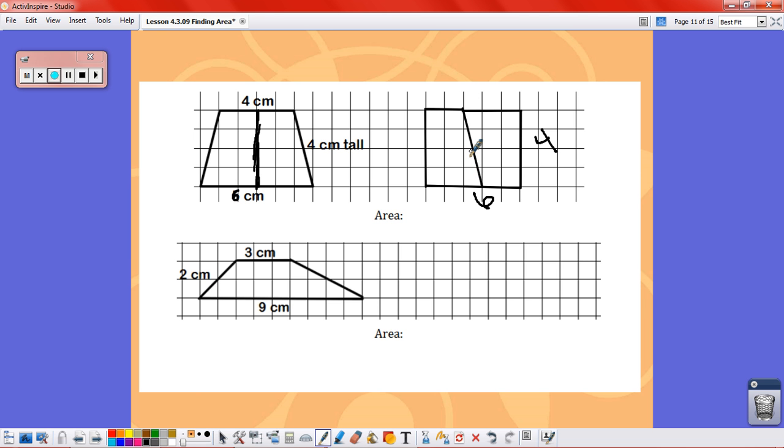6 times 4 is 24. And I didn't take away anything from the triangle, I just rearranged it, so that's just 24 centimeters squared. Don't have to do anything else to it.